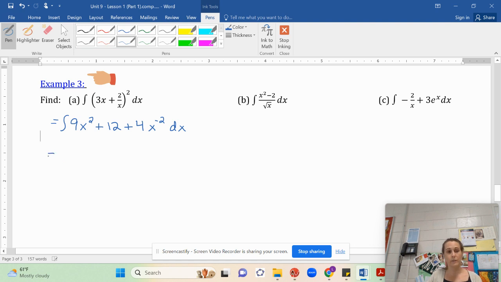Now I can integrate, add 1 to the exponent, divide in front by the new exponent. So 9 divided by 3 is 3. Add 1 to the exponent, that just becomes 12x. Divide by 1 out front, sure. Plus, add 1 to the exponent, that's x to the negative 1. And then multiply by negative 1 out front, so that actually becomes minus 4, x to the negative 1 plus c.